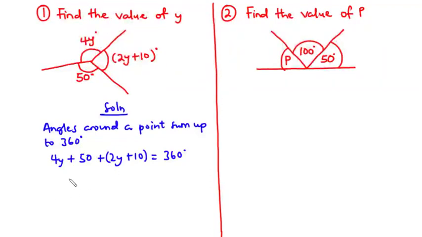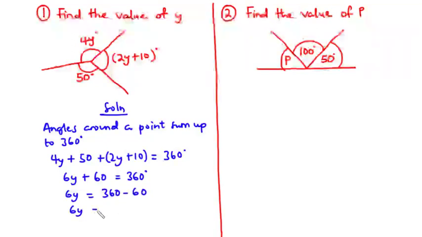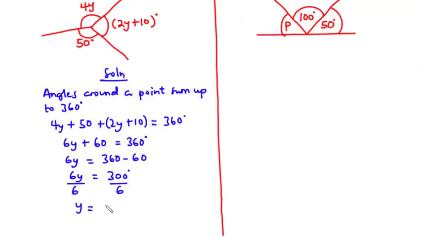Now let's simplify this to find the value of y. So 4y plus 2y is 6y. 50 plus 10 is 60, and that is equal to 360 degrees. So we have 6y equals, we transpose 60 to the right hand side. So 360 minus 60. We have 6y equals 300 degrees. And then we divide through by 6. And we have the value of y to be 50 degrees. Therefore, the value of y is equal to 50 degrees.